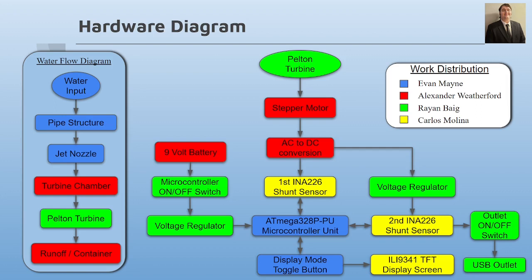This DC signal will be measured by the first shunt sensor. Then the signal will pass through a voltage regulator and will be measured by the second sensor at the outlet of the system. A regulated 9-volt battery will be used to power the microcontroller, the sensors, and the LCD screen. These components are only used for monitoring the generated signal and are not needed for power generation.